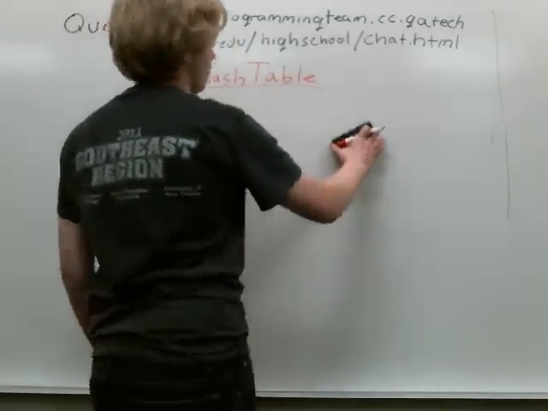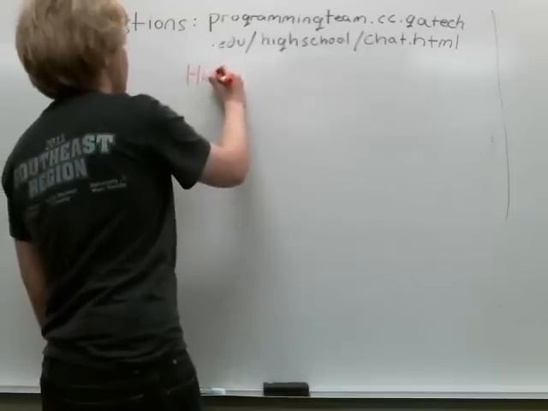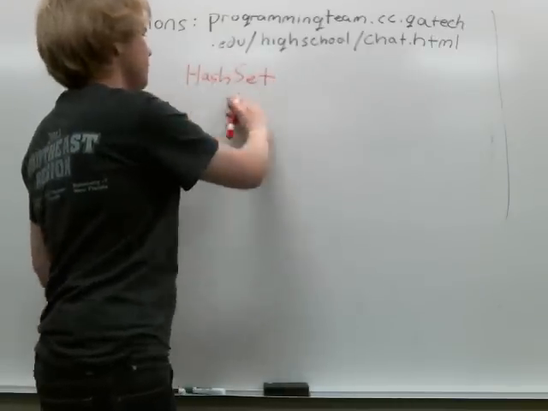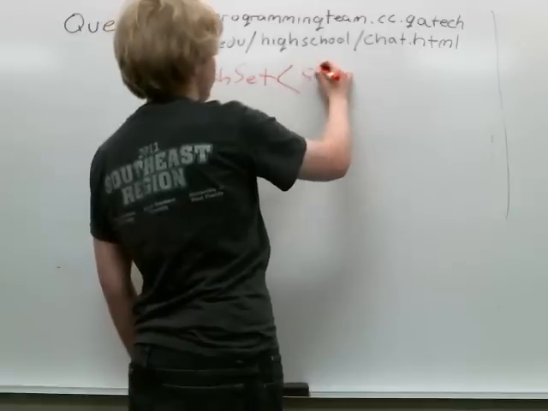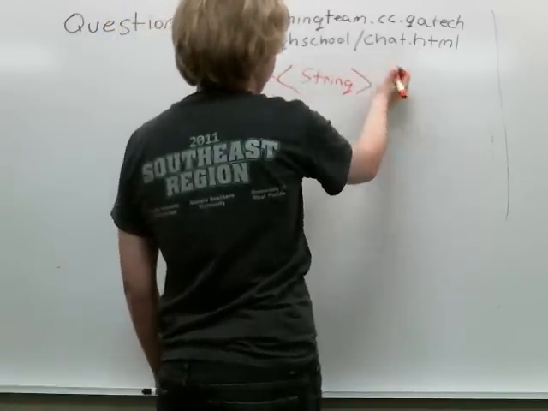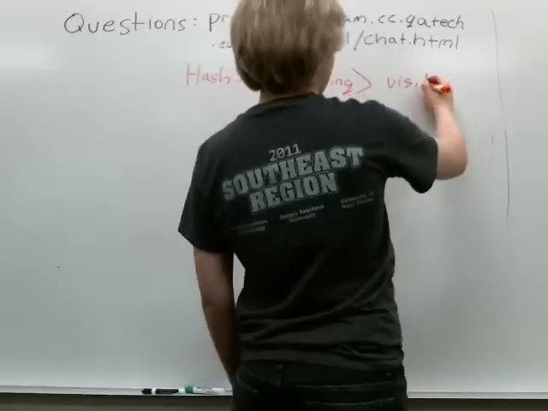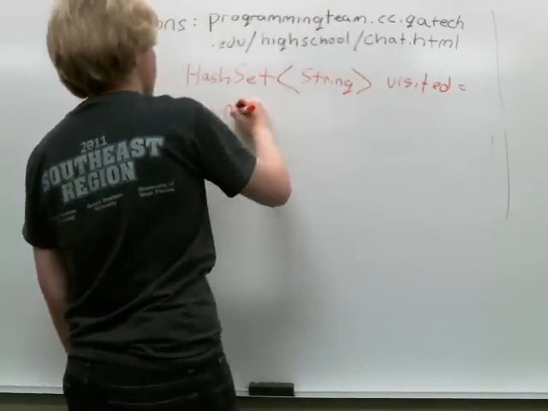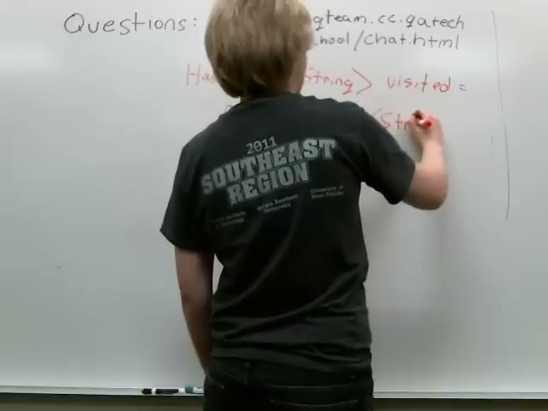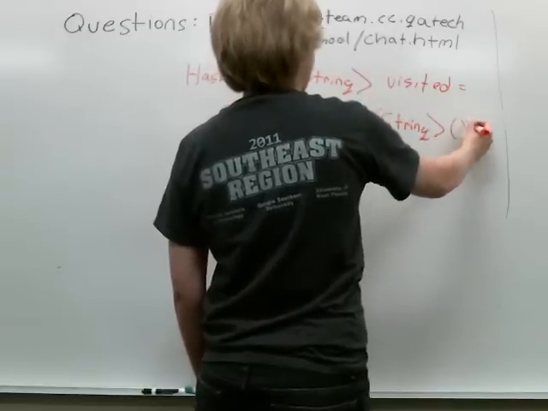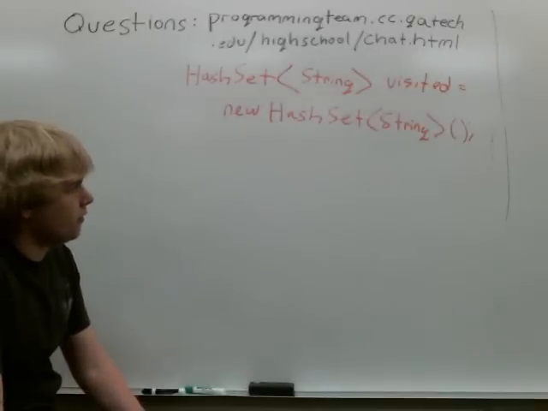So, let's just say I have a hash set. So this is similar to the tree set in that it doesn't allow duplicates. And this will contain strings. So this is, we'll call it visited. So that's how you create a hash set in Java.